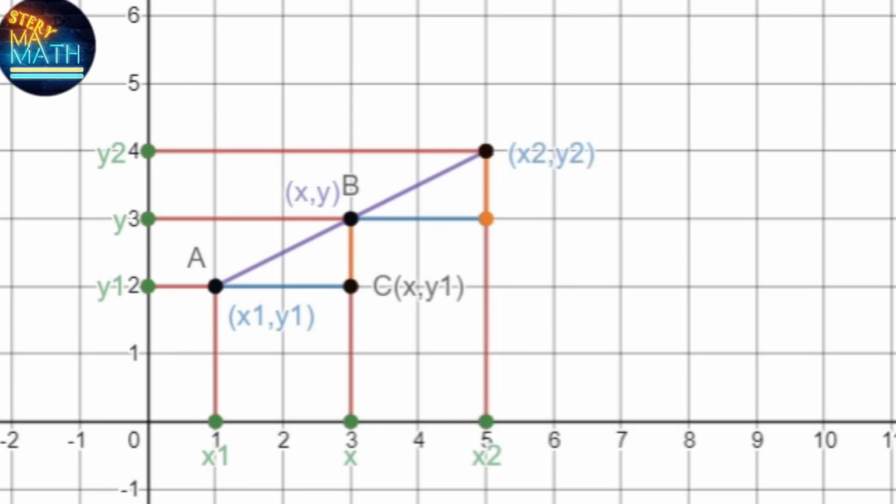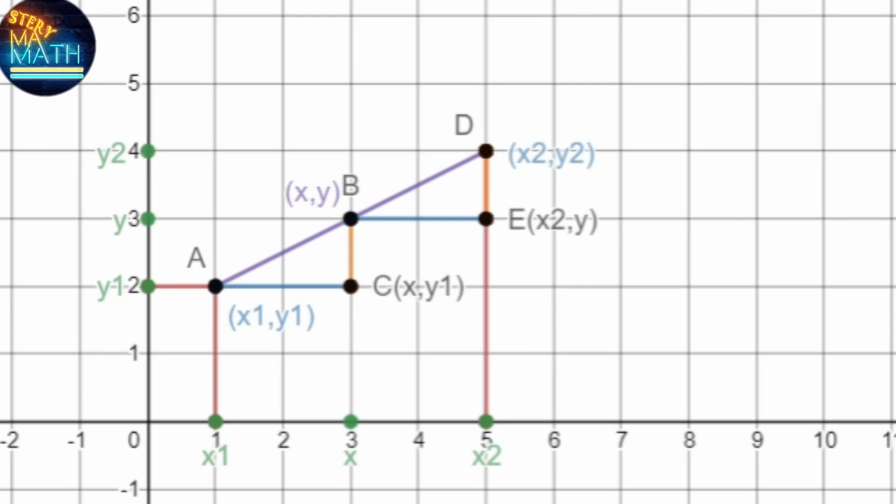Let's label the rest of the triangles. This is gonna be D and this is gonna be E. Notice that the point E is lined up with the point D vertically, so it will have the same x coordinate. And at the same time, the point E is lined up with the point B horizontally, so it will have the same y coordinate.